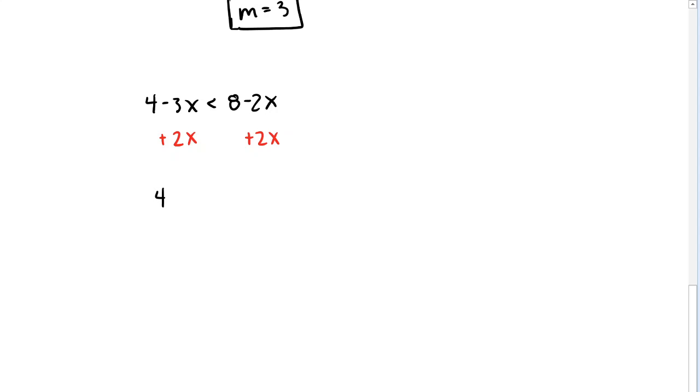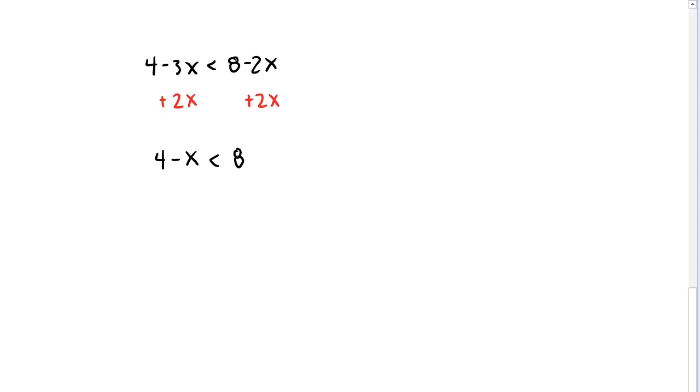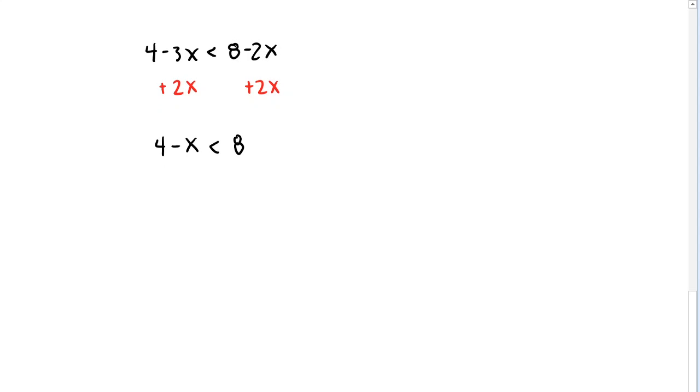And we end up with 4 minus x, right? So negative 3x plus 2x, well, that just ends up with minus 1x. And then we've got 8, and then 8 minus 2x plus 2x, well, adding 2x and subtracting 2x, those undo each other. And then next, I would subtract away 4 from both sides. This will give us negative x is less than, 8 minus 4 is just 4.